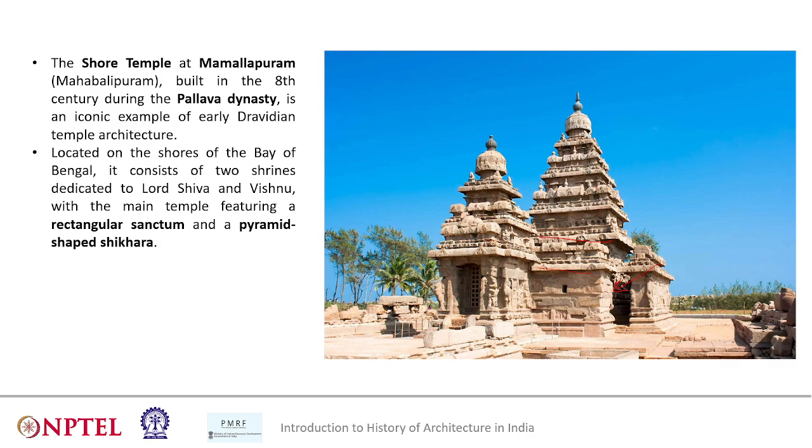Also, this is an example of the Kutina style of temple architecture, which is again comprising of these smaller huts, that is the kutas and the shalas. They are placed in a particular order, and on top of this you have a bigger hut. Okay, so that is a Shore temple which was built during the Pallava dynasty also.